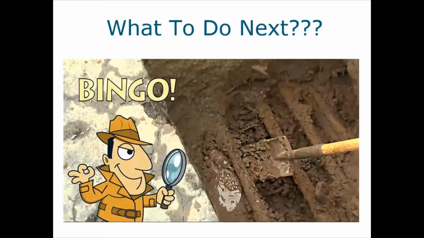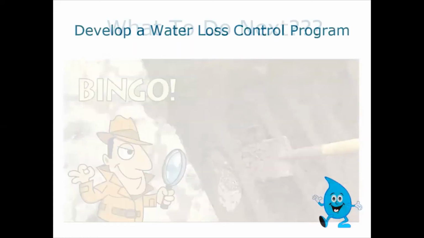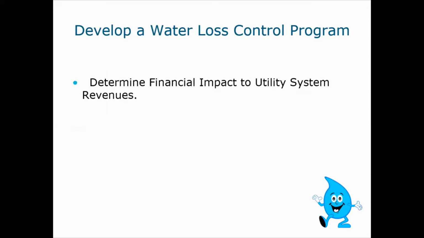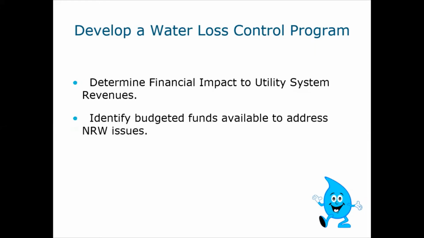So what do we do next? How can we minimize some of these issues? We want to develop a water loss control program. One of the very first things we need to do as a utility is determine our financial impact to utility system revenues. Identify budgeted funds available to address NRW issues. This may also include looking at grant options, to see if there's anything we can get as far as grants to help us with these issues, maybe quicker than normal.